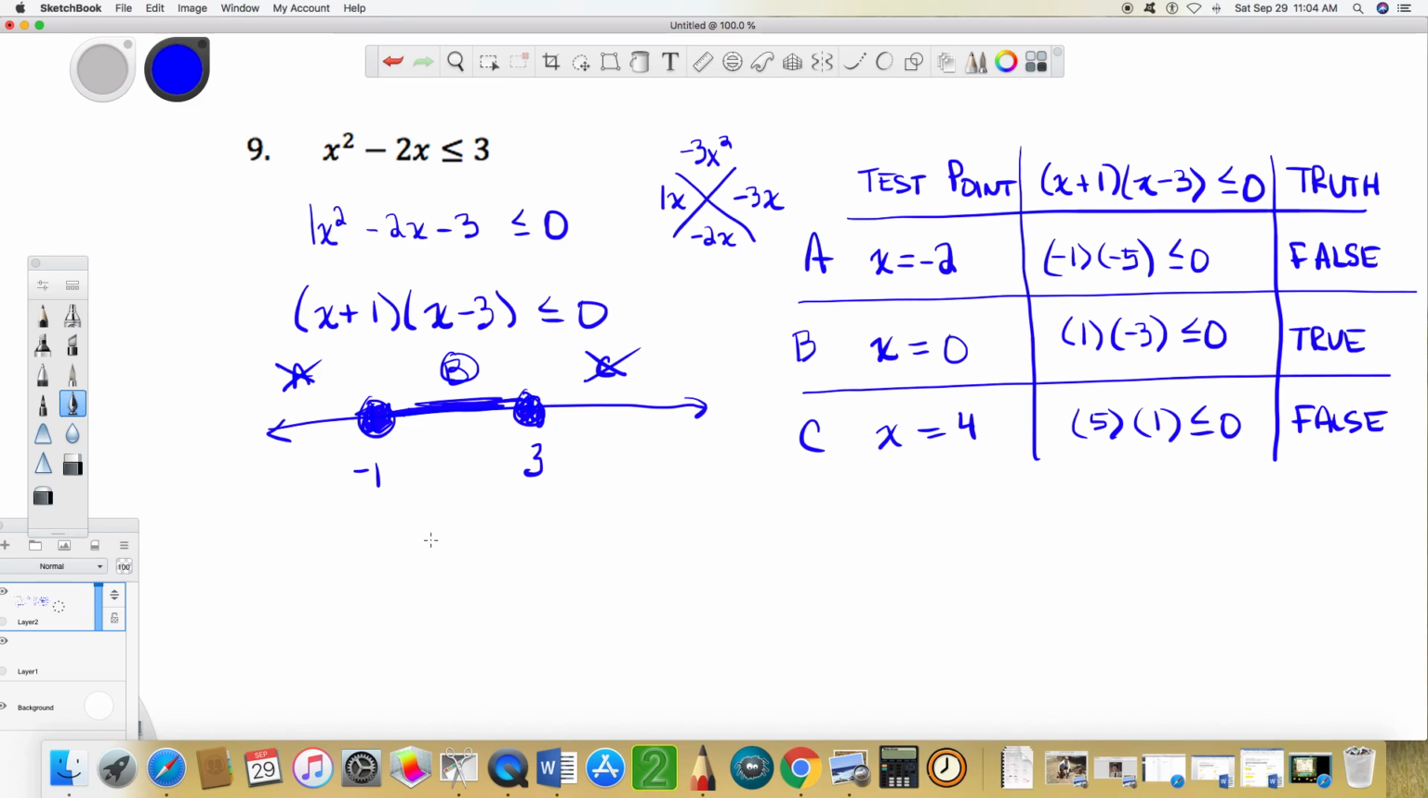So I need to describe this picture with inequalities. So since both endpoints are included, I have less than or equal to. And there's my final answer for number 9.